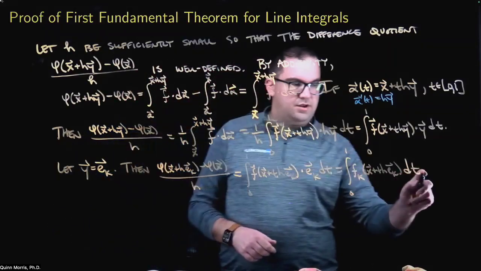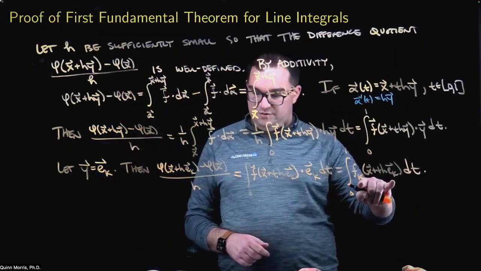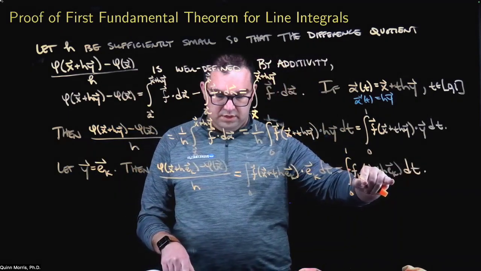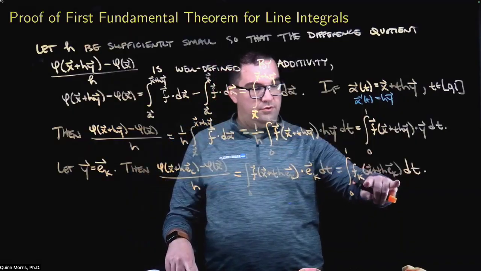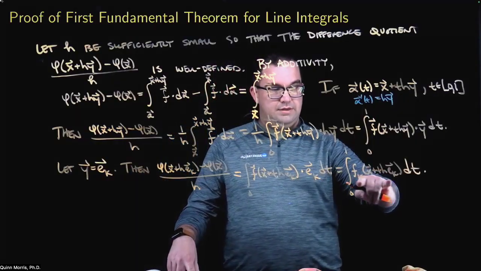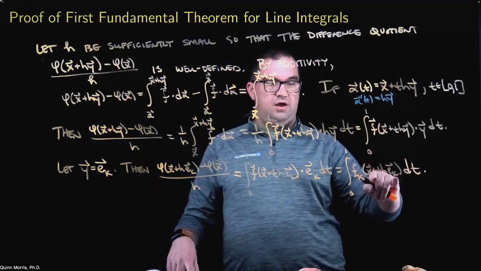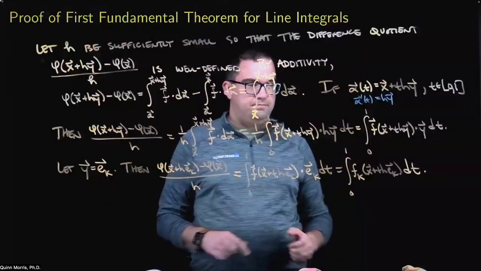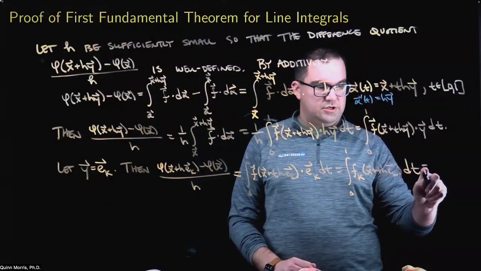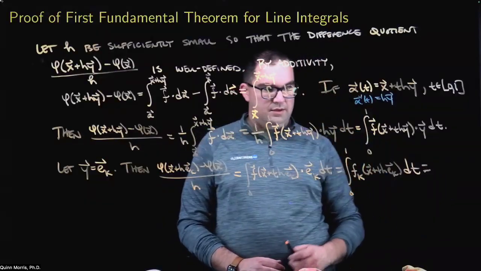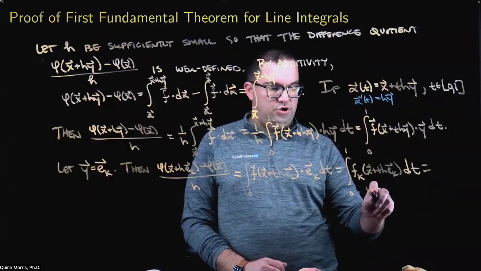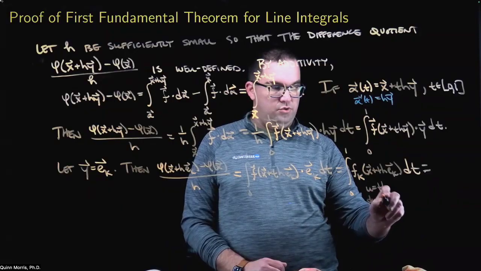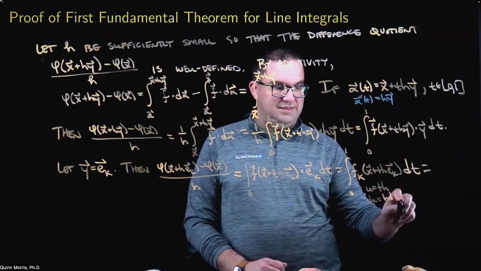And the nice thing to note here is that this is a scalar valued function of several variables. You plug in a vector, but you get out a scalar. Now, I'm actually going to do one more thing here. I'm going to do a u substitution. I'm going to let u be equal to th. So then du will be equal to h dt.